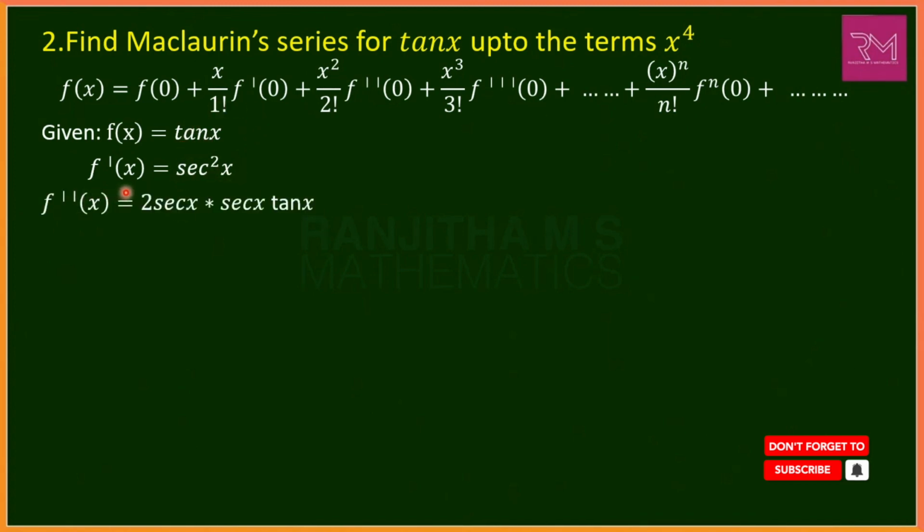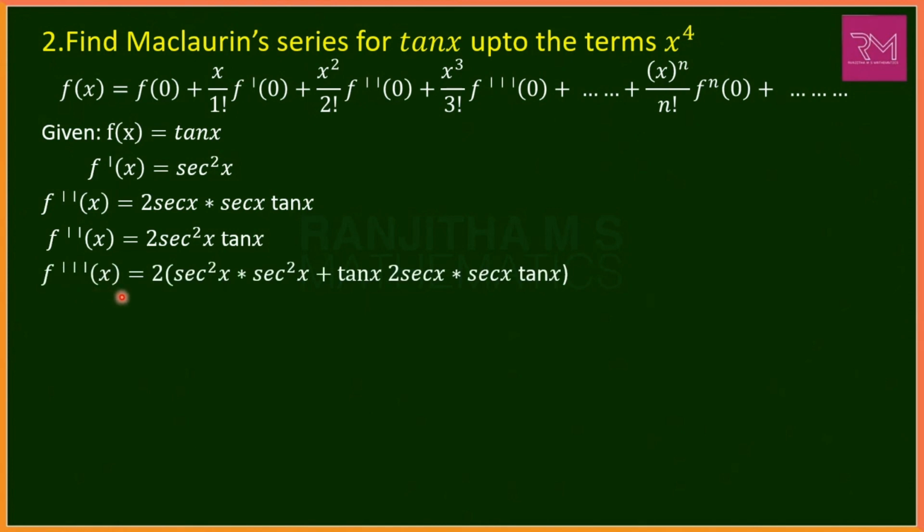Next, f double dash of x is the differentiation of secant square x. Here this is of the form x power n, so differentiation of x power n is n into x power n minus 1. Hence we get 2 into secant x power n minus 1, that is 2 minus 1 is 1, into, again we have to differentiate the secant x term, differentiation of secant x is secant x into tan x. Hence we get f double dash of x as 2 into secant square x into tan x.